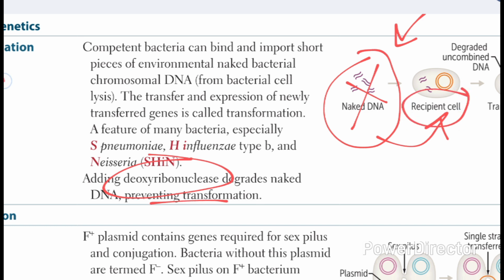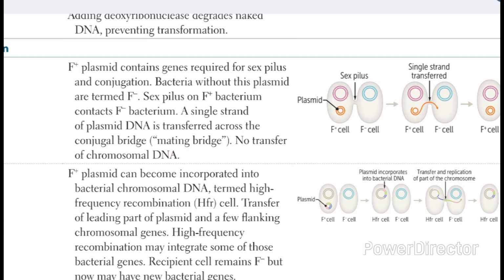So this was about transformation. Moving on, we have conjugation. Alright, so next we have conjugation.